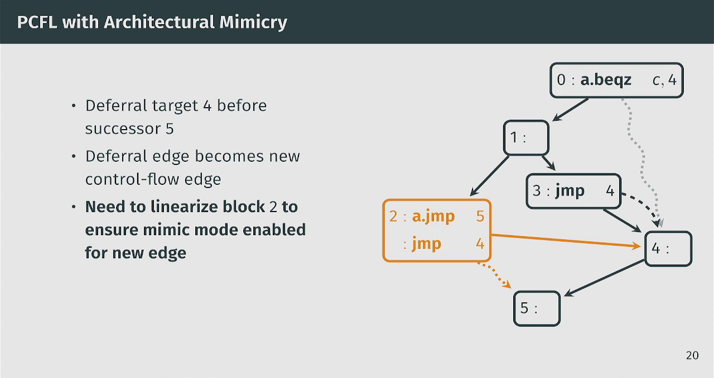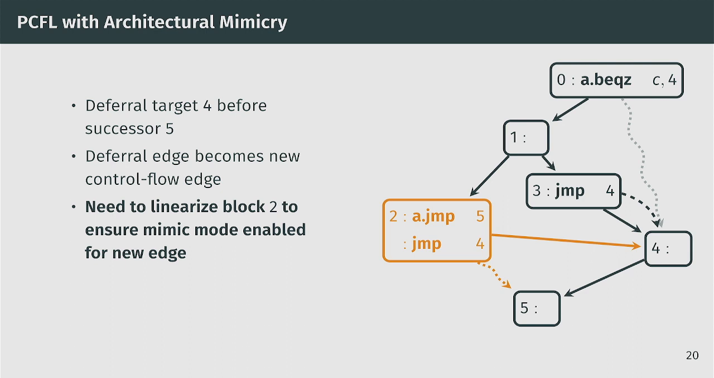This means that if we're executing block 2 normally, mimic mode is always enabled before moving on to block 4. But if we are mimicking block 2, the activating jump in block 2 does nothing, and we end up disabling mimic mode in block 4 because block 4 is the target of the activating branch in block 0 that enabled mimic mode.